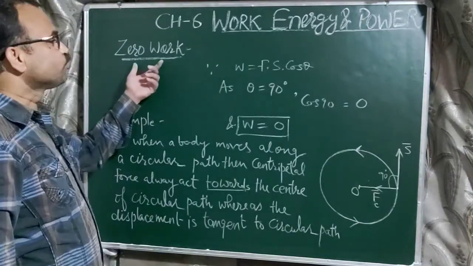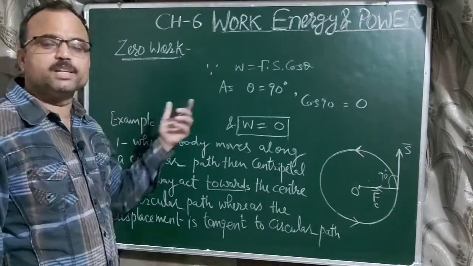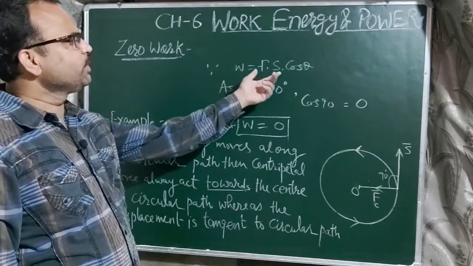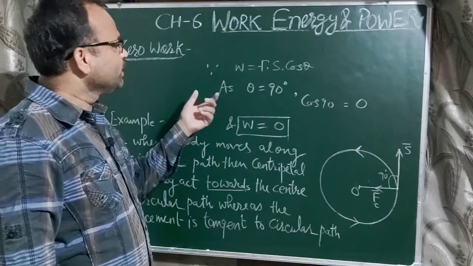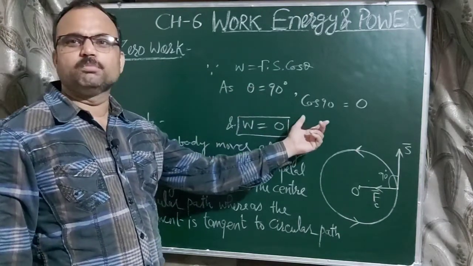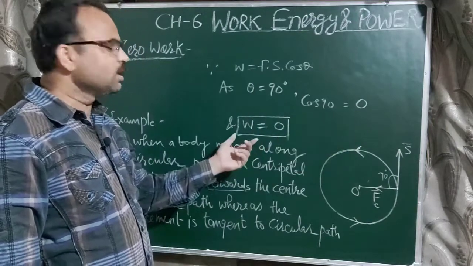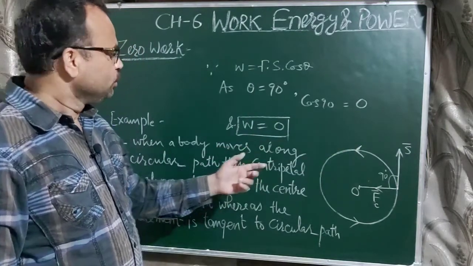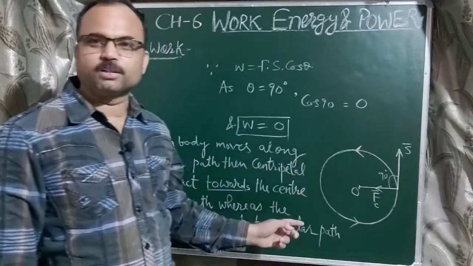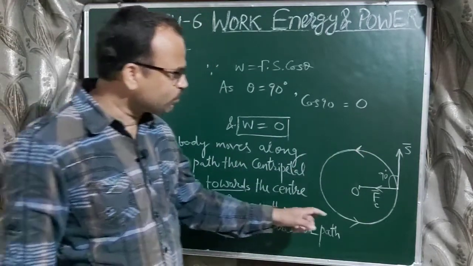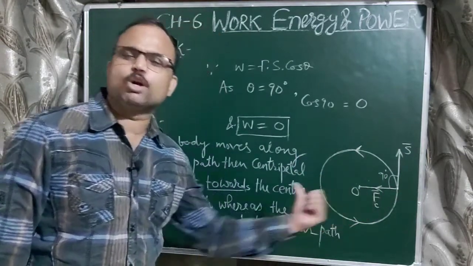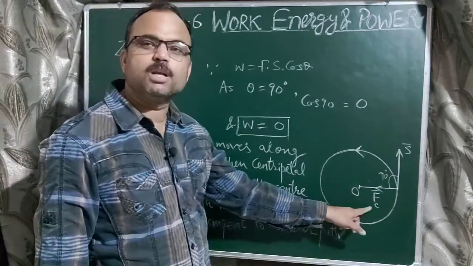Now discuss the case of zero work, meaning in which condition work done will be 0. As we know that W = F × S × cos theta. When the angle between force and displacement is 90, then the value of cos 90 is 0, so the work done is also 0. Let us take the first example. A body is moving in a circular path. When a body is moving in a circular path, a force acts on that body towards the center of the circular path, which is known as centripetal force.